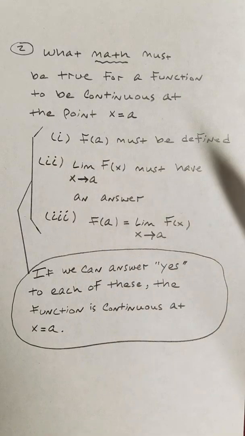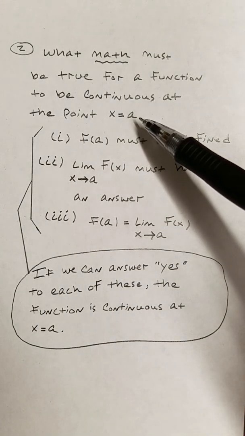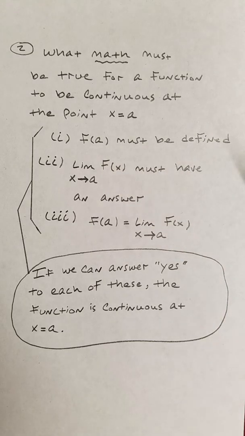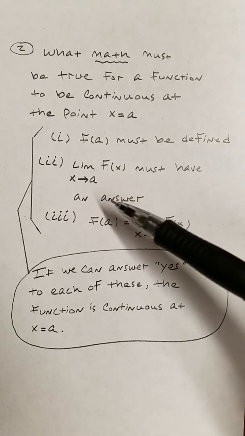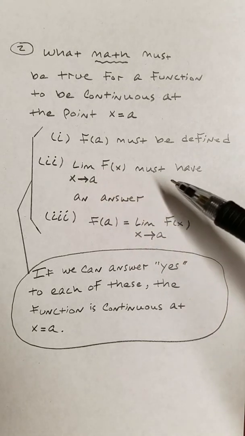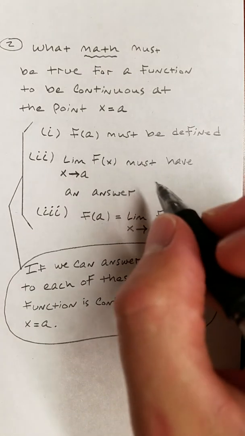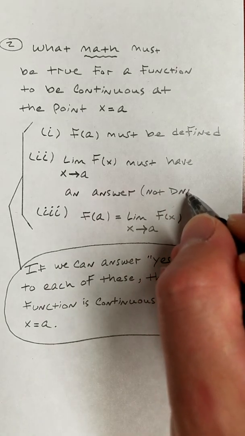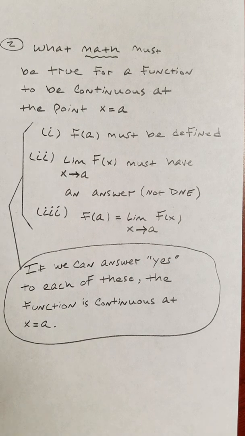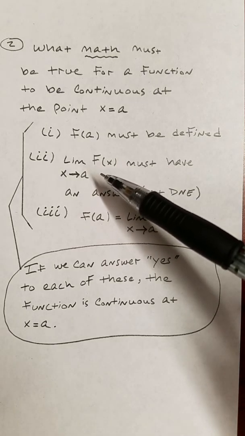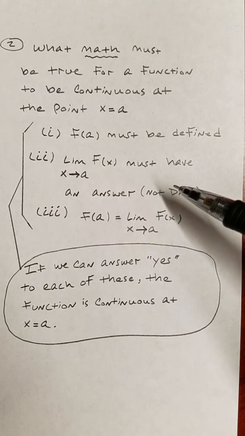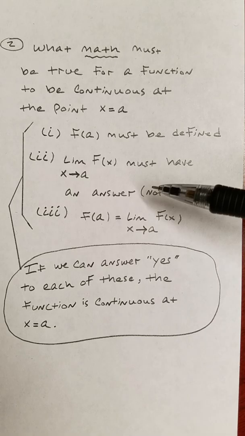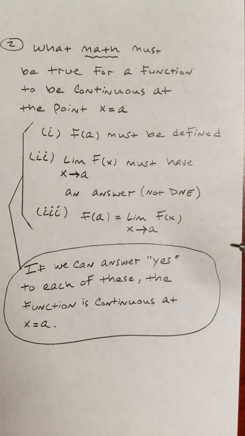So at the bare minimum, for a function to be continuous at point x is equal to a, you've got to get an answer when you plug a in. Second thing that has to happen, the limit as x goes to a has to have an answer. What do I mean by have an answer? Well, it can't be, does not exist. Sometimes when we calculate a limit, we say the limit does not exist. Okay? So long as there's an answer to the limit, it passes the second part of the test.